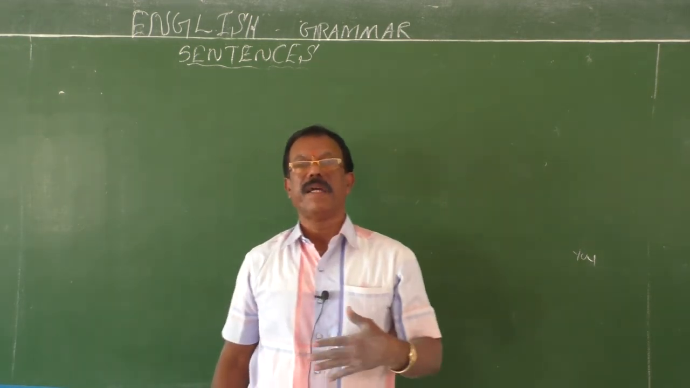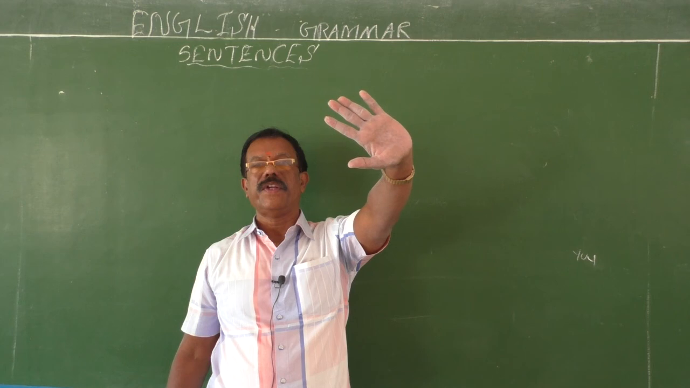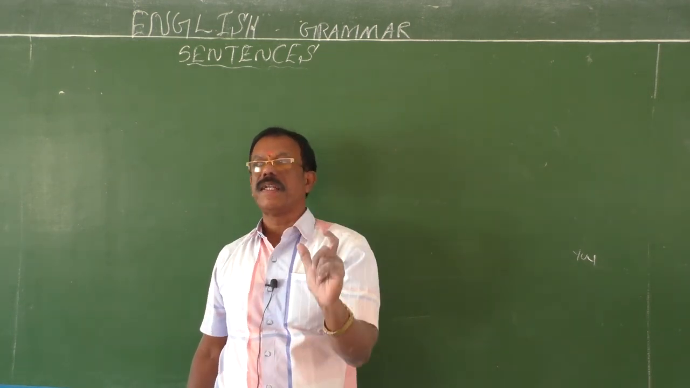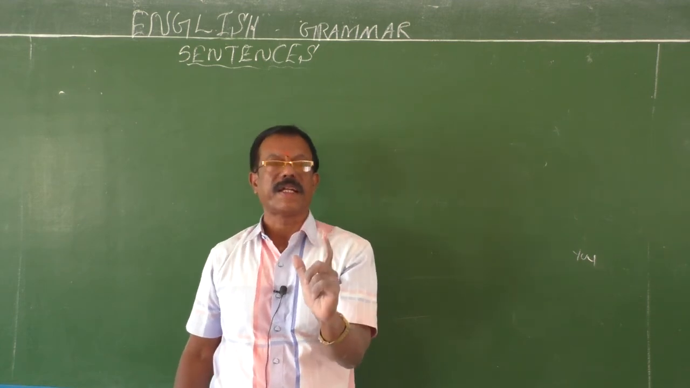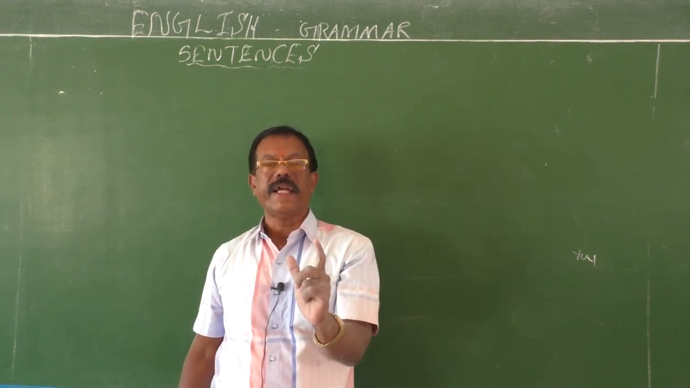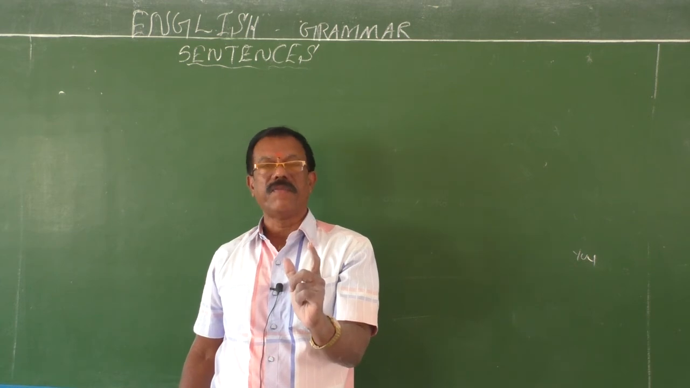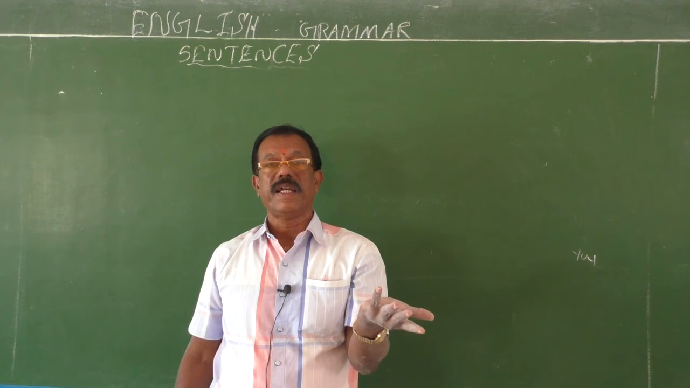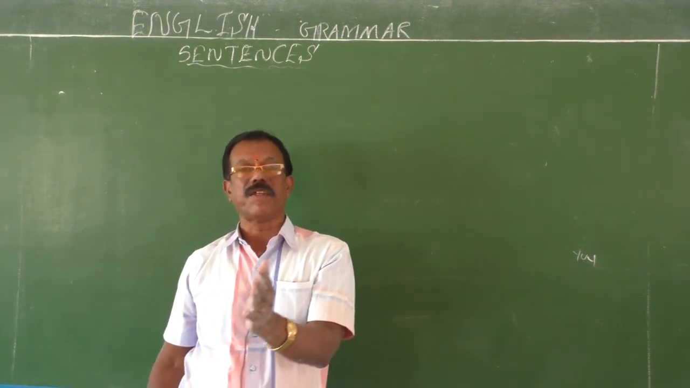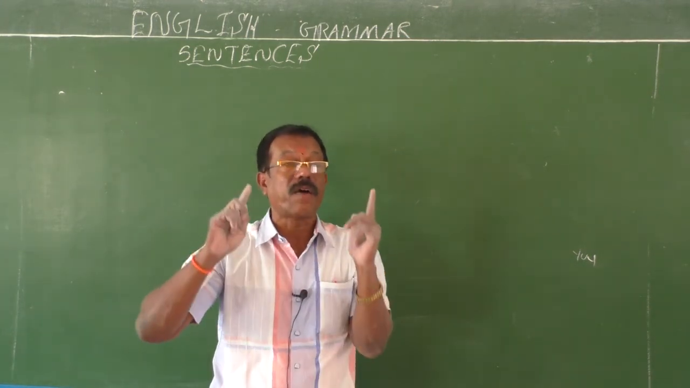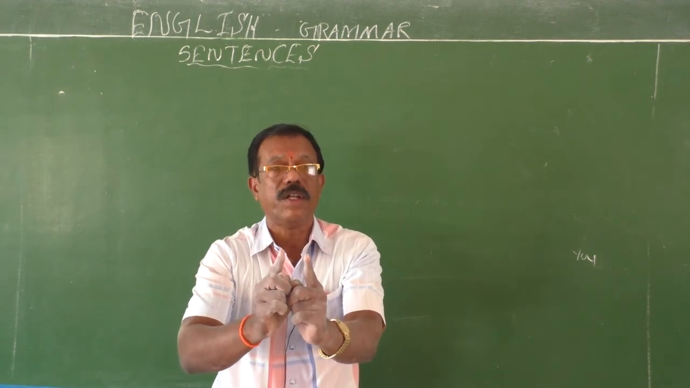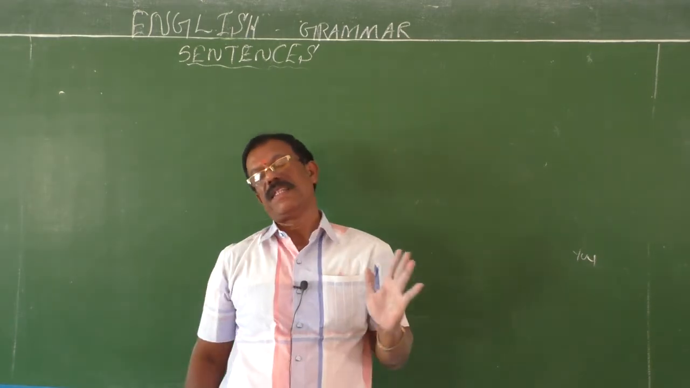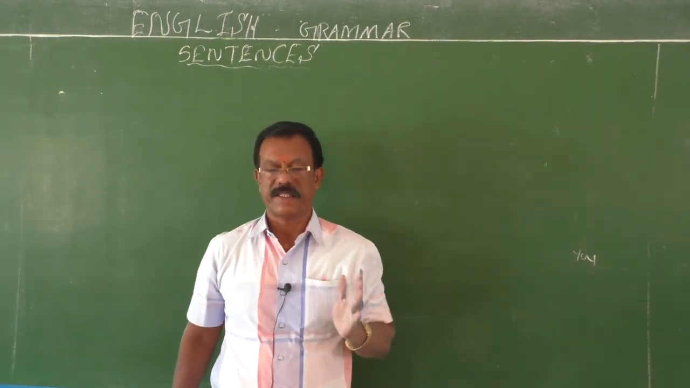So let me sum up. Based on the structure, sentences are classified into three types: simple sentence, compound sentence, and complex sentence. A simple sentence consists of only one independent clause. It has only one main idea and only one finite verb. Sometimes it may have more than one subject or more than one object, but it should have only one main idea. That is the nature of a simple sentence.